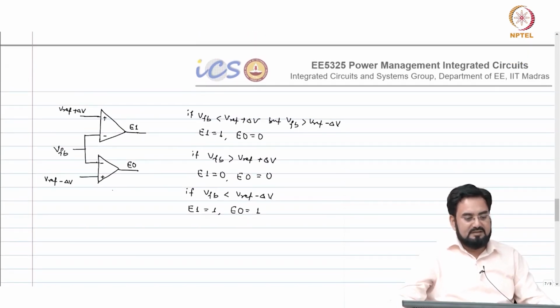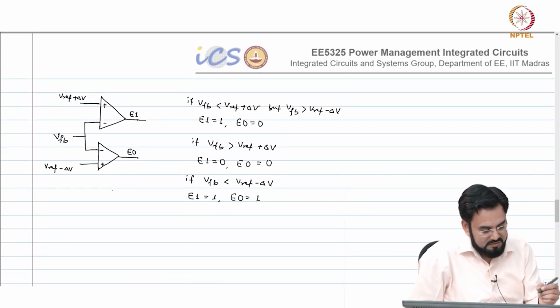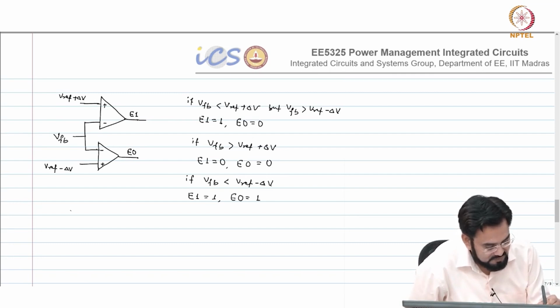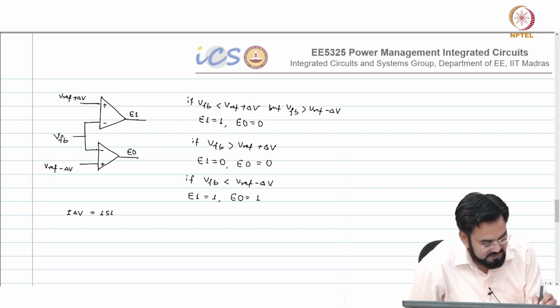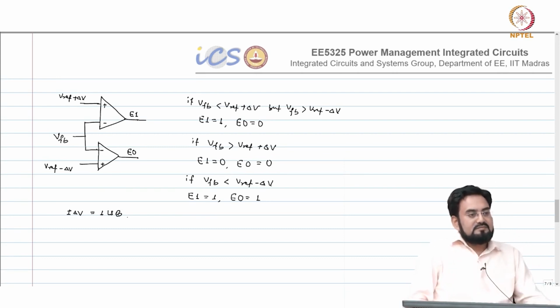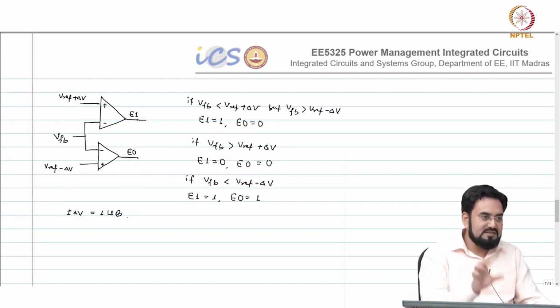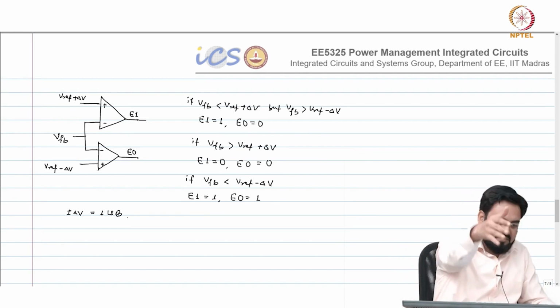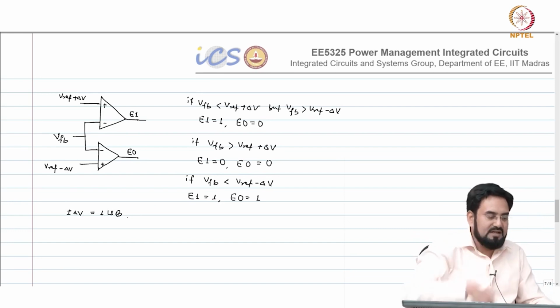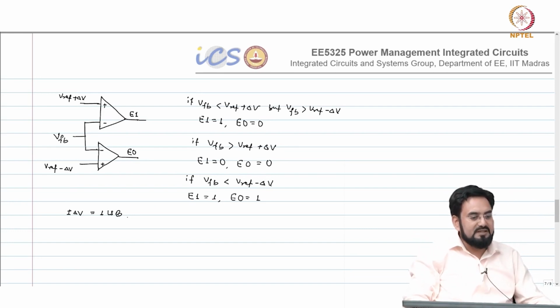So, what does it mean? If I define this window, so this plus minus delta V equal to 1 LSB, correct. Plus minus delta V means you define 2 delta V as 1 LSB. So, if you know 1 LSB, then you break that into 2 halves and make one Vref plus half LSB, and the other Vref minus half LSB.